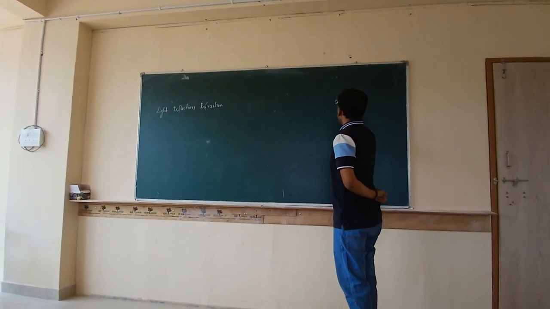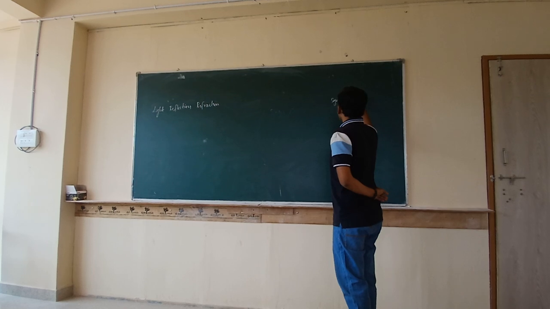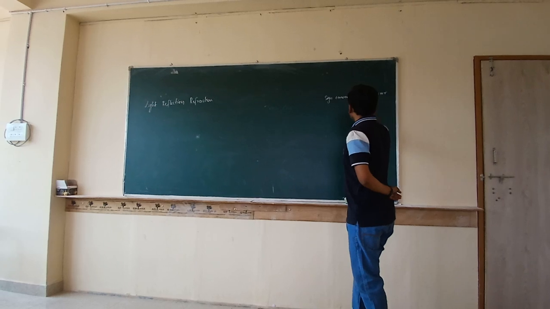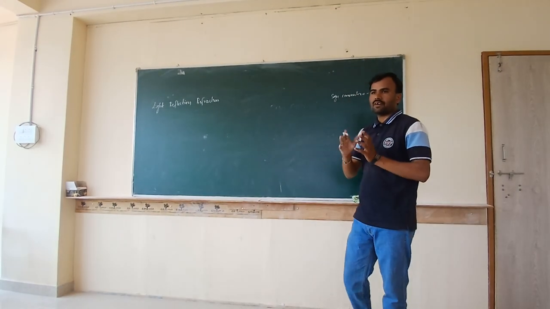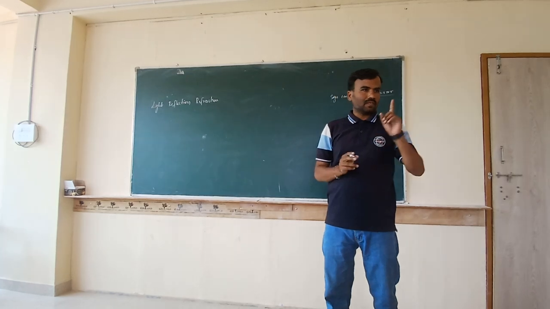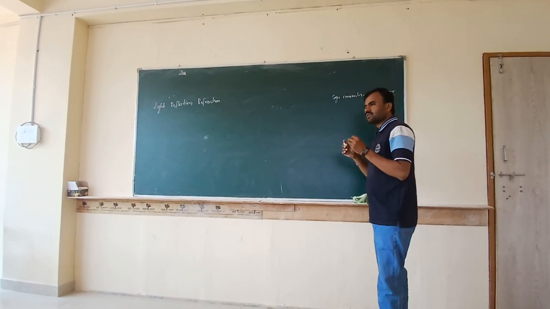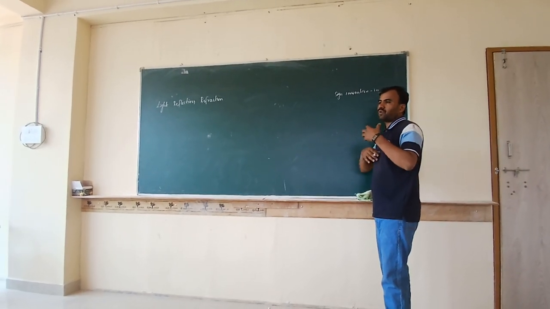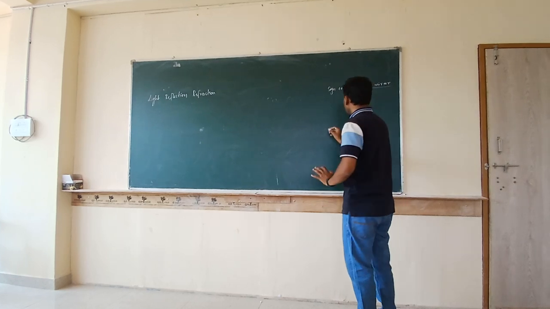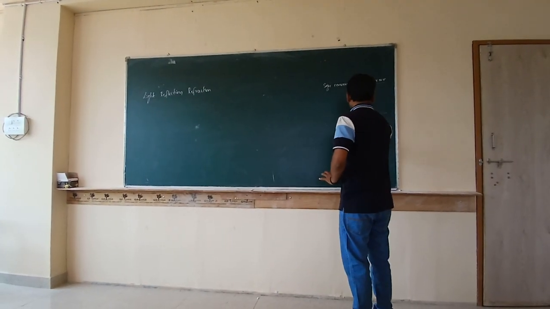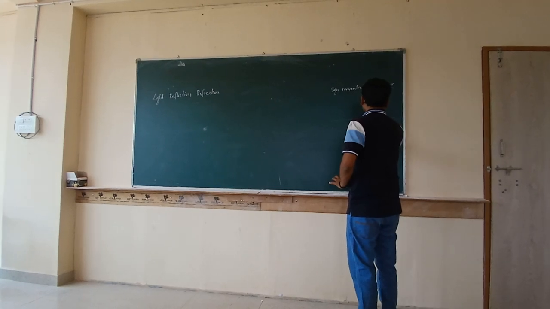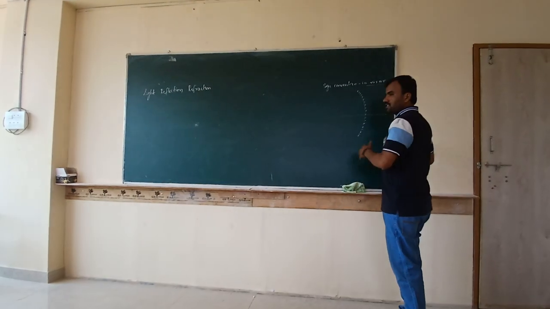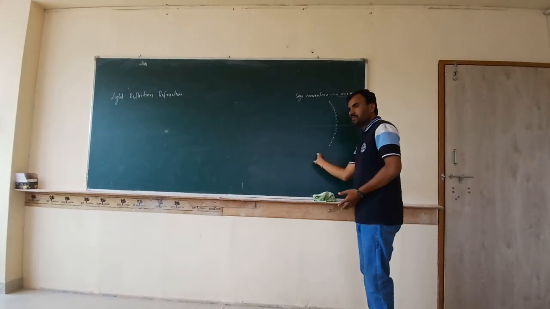Let's recall the sign convention in mirrors. Remember, the sign convention will differ from lens to mirror. This is one thing. Second thing is very simple. Why you are making it more complicated, I don't know. First is, this is the diagram. As you know, this line is the principal axis, and this is the mirror.